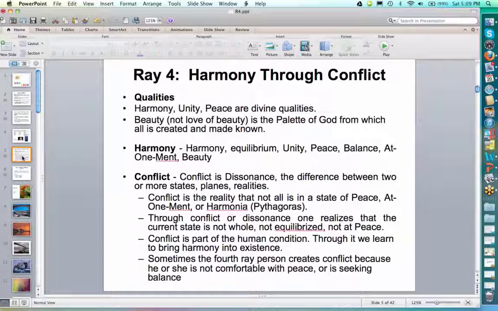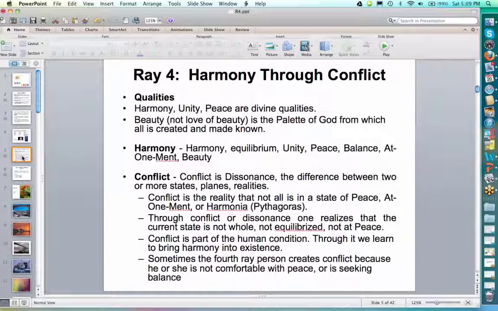Now, conflict. What is conflict all about? Conflict is the opposite of harmony. So with those two words, you've already got opposites. So conflict is dissonance. And what does dissonance mean? It's a difference between two or more states that is not in harmony. Conflict is the reality that not everything is in a state of peace or at-one-ment or in harmony. Through conflict or dissonance, one realizes that the current state is not whole. It's not in equilibrium and it's not at peace.